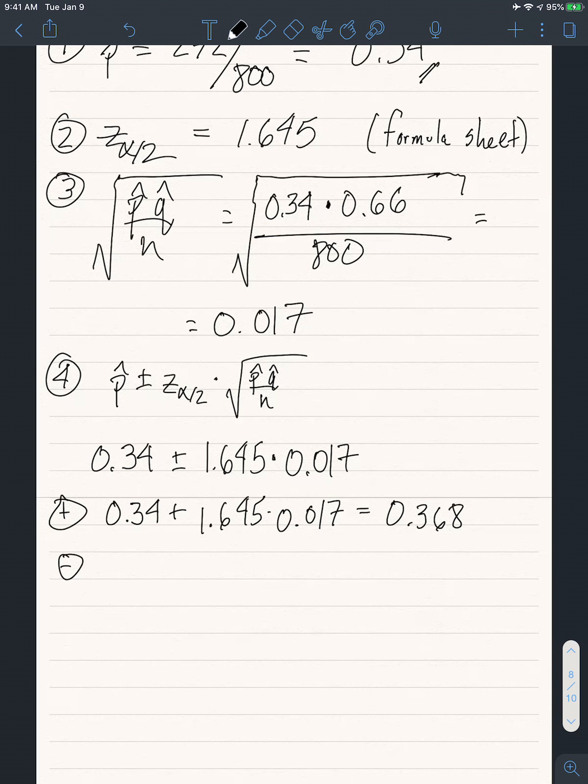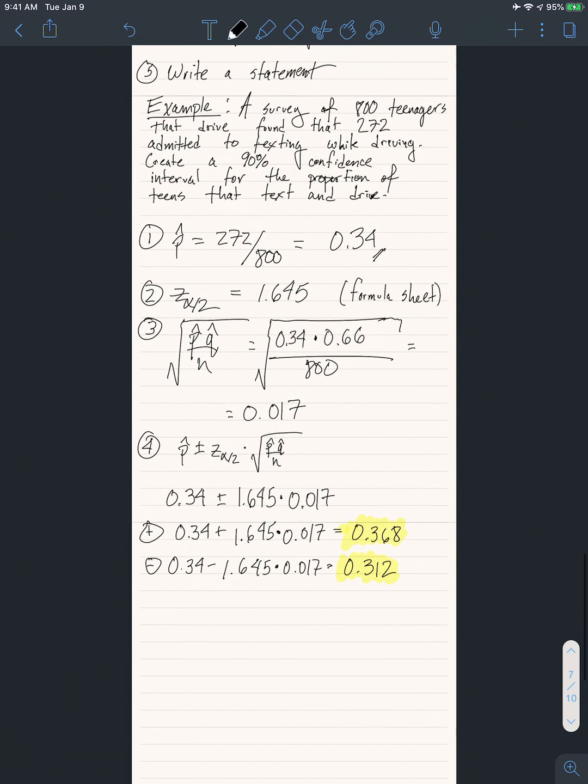And if you change the operator to be minus, 0.34 minus 1.645 times 0.017, if you change that middle operator to be a minus instead of the plus and type it into the calculator, we get about 0.312. Okay, this is all the math that needs to be done. These are the max and min of our confidence interval.